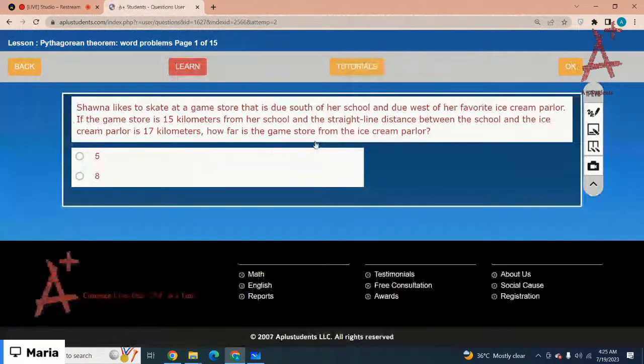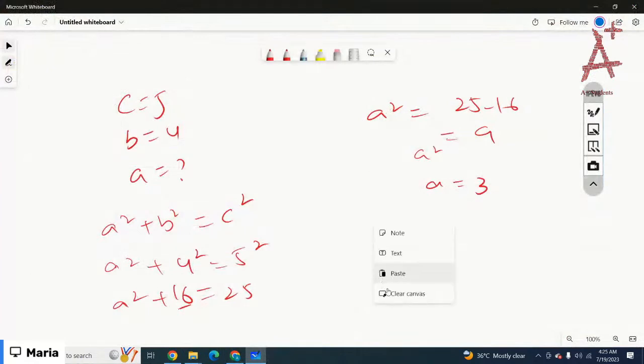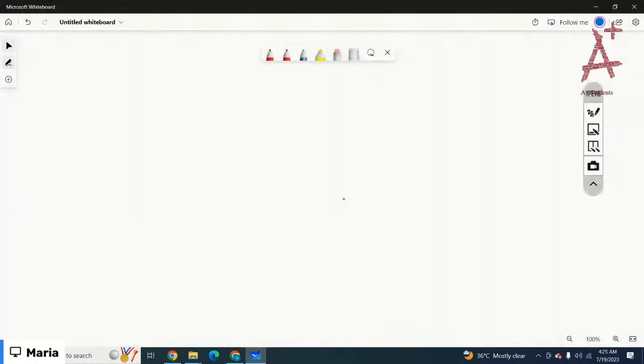Okay, Shauna likes to skate at a game store that is due south of her school and due west of her favorite ice cream parlor. If the game store is 15 kilometers from her school and the straight line distance between the school and the ice cream parlor is 17 kilometers, how far is the game store from the ice cream parlor? Okay, so it looks like this: 17 and 15. You have to calculate the missing side. Got it?